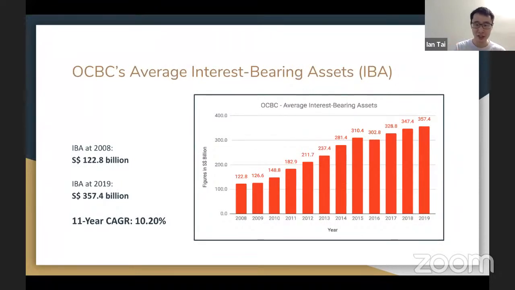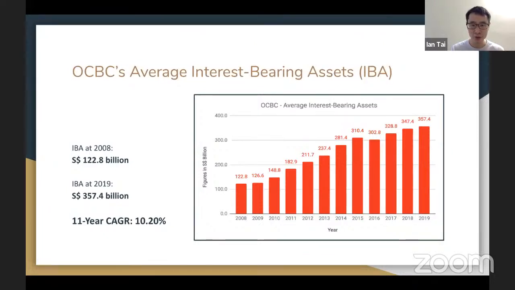And the second one is OCBC's bank deposits. Sometimes they have their own cash. They want to park it in some other banks, and they can generate some interest income from it. So they will derive some interest income from their own bank deposits. So these two are interest-bearing assets. And what we can see here is that the interest-bearing assets have increased from 122.8 billion Singapore dollars to 357.4 billion Singapore dollars.